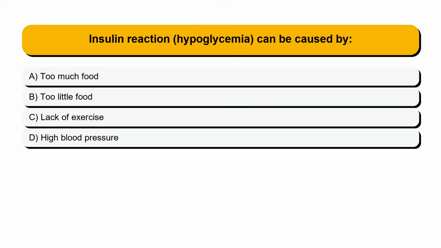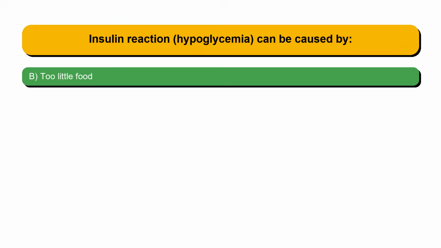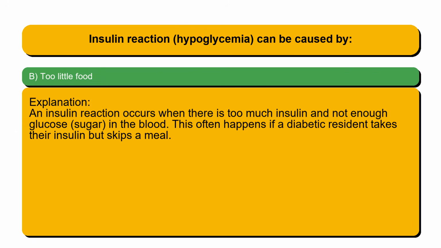Question 36. Insulin reaction, hypoglycemia, can be caused by: Option A, too much food. Option B, too little food. Option C, lack of exercise. Option D, high blood pressure. The correct answer is option B, too little food. An insulin reaction occurs when there is too much insulin and not enough glucose, sugar, in the blood. This often happens if a diabetic resident takes their insulin but skips a meal.